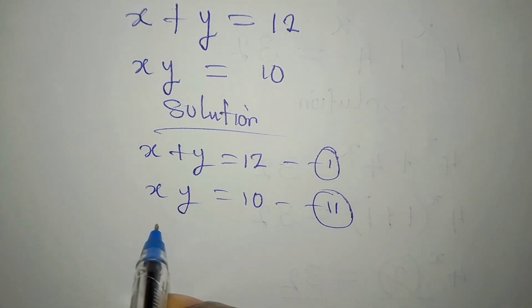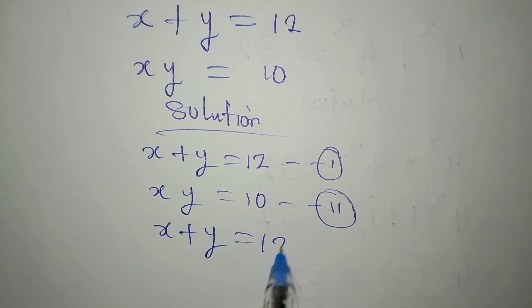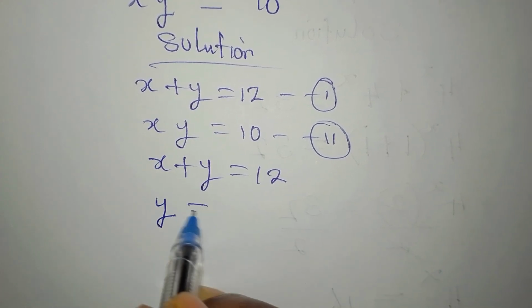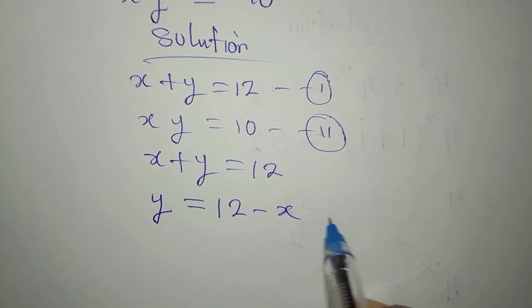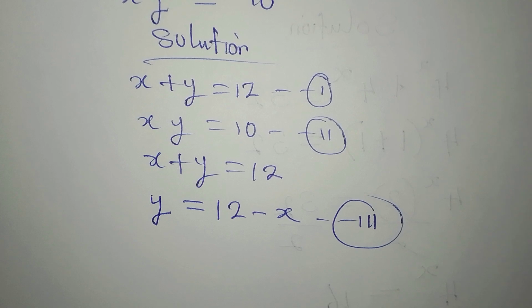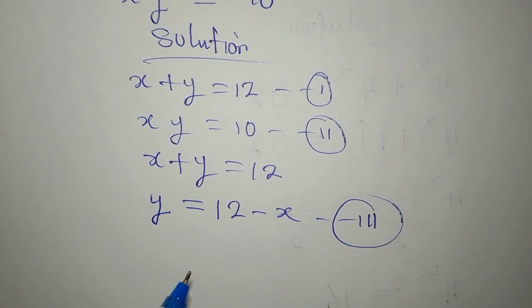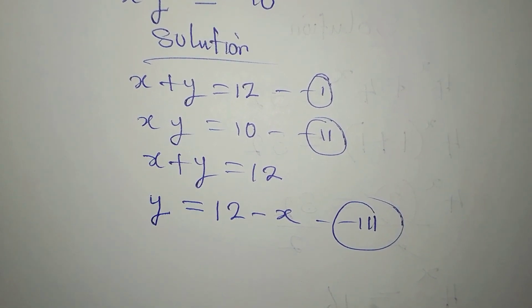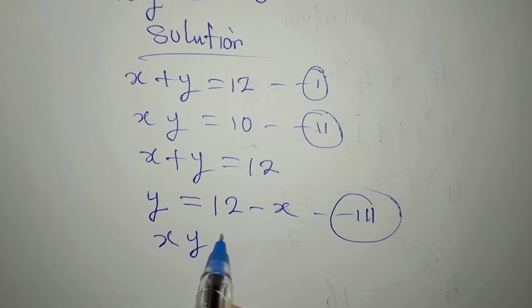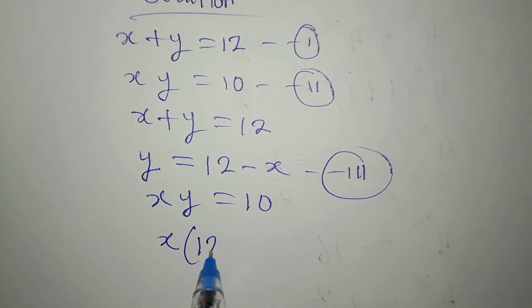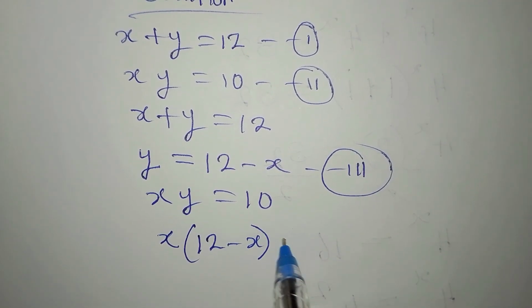Now from equation 1, where we have x plus y equals 12, we can have our equation 3, and it will be y equals 12 minus x. This is now our equation 3. Now it is equation 1 that gave birth to equation 3. So we put equation 3 into equation 2, which is xy equals 10. Now our x will appear, then y will now be 12 minus x, and this is equal to 10.